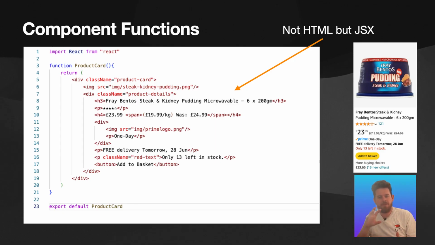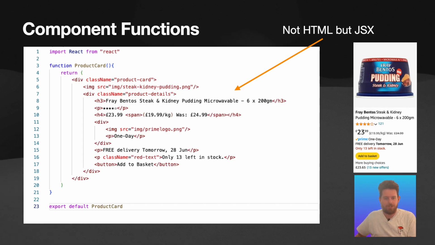So in the example of the product card, also anyone outside of the UK might be thinking a steak and kidney pudding sounds absolutely disgusting. But in the UK, pudding is not the same as pudding in, say, America. I've put a link below actually if anyone's interested in what that actually means. Anyway, we're getting sidetracked.